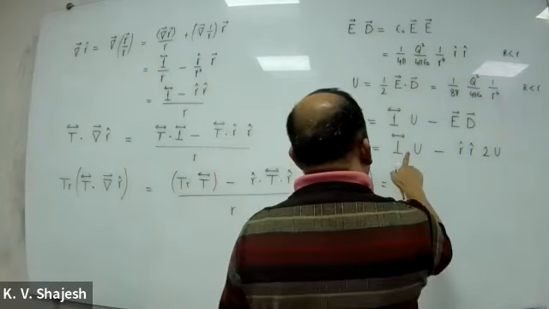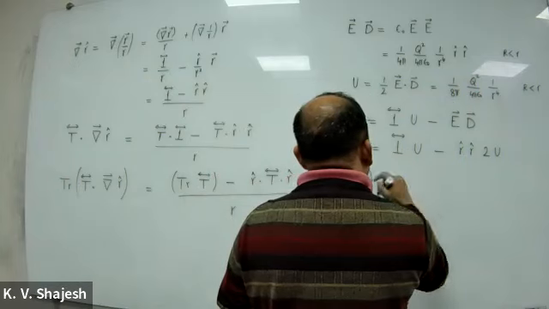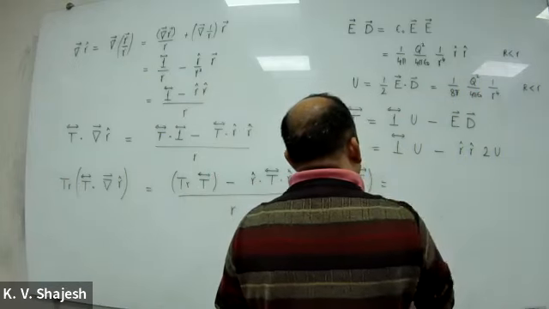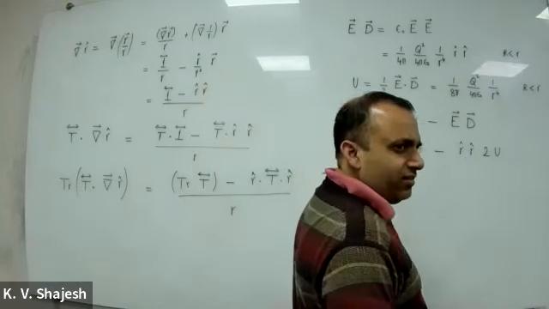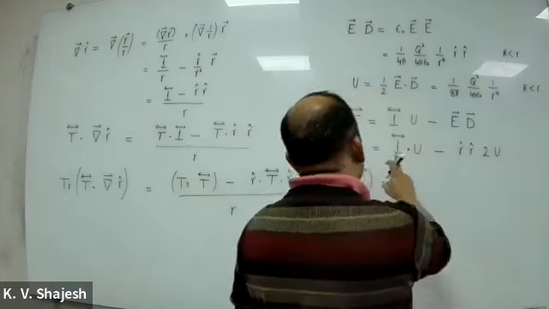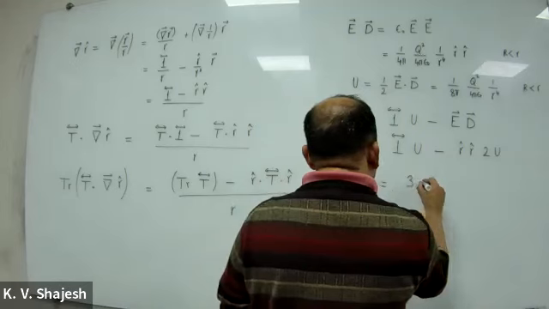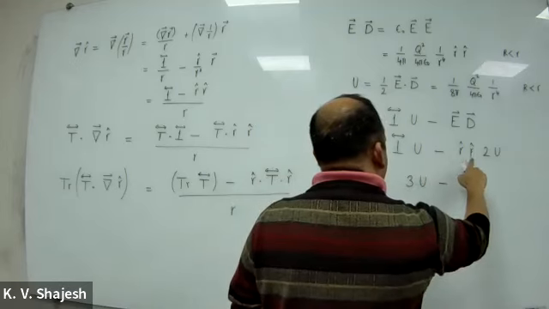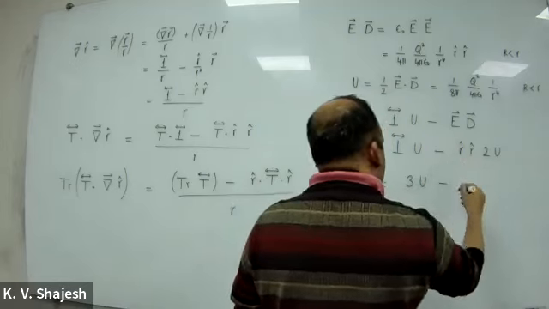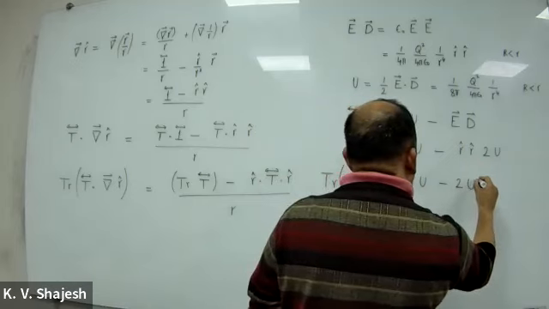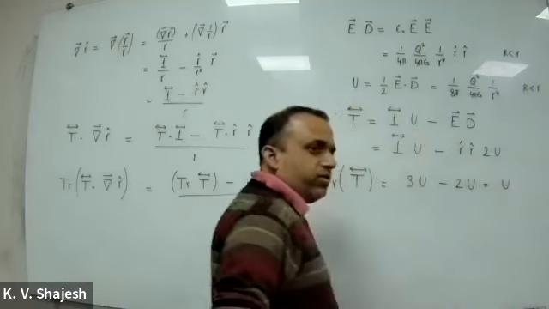That's equal to taking the dot product here, so that's trace of 1s. Trace of the unit dyadic is 3, right? So it is 3 times U minus trace of r hat is 1, so it's minus 2 times U. That's equal to U.